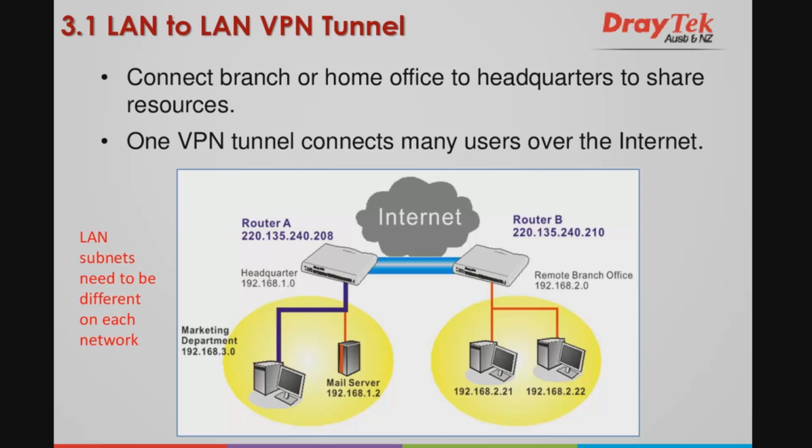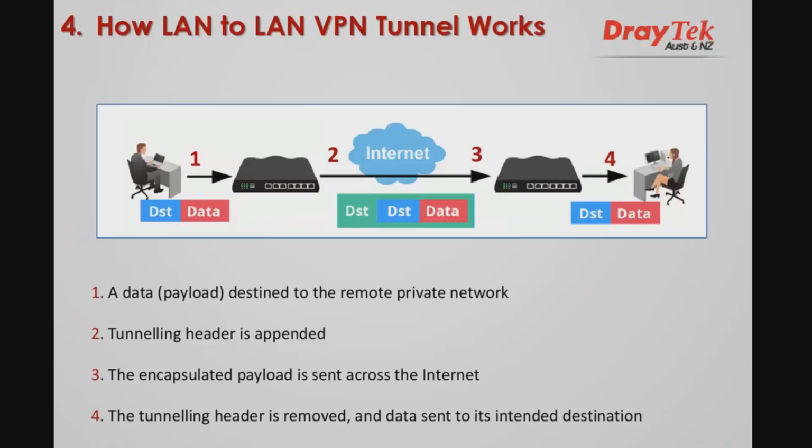One requirement is that the two networks' LANs should not have the same LAN network address, as shown in our diagram. Router A is configured as a VPN server and has LAN IP subnets of 192.168.1.0 and 192.168.3.0. Router B, configured as the VPN client, has a LAN IP subnet of 192.168.2.0, which is different to the Router A network.